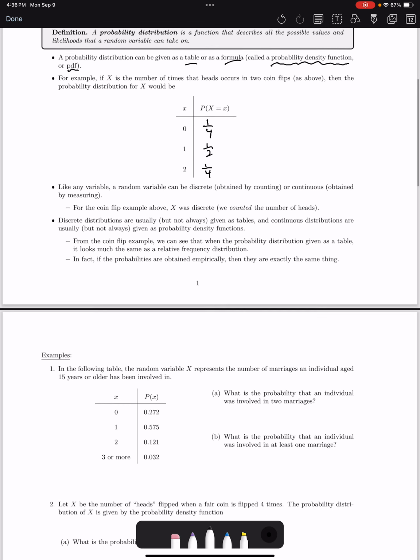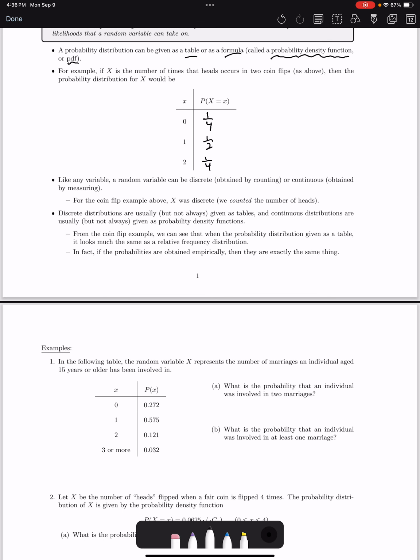From the coin flip example, we can see that when the probability distribution is given as a table, okay, it looks a lot like a relative frequency distribution. In fact, when these probabilities are obtained empirically, then a probability distribution is exactly the same thing as a relative frequency distribution. They're just exactly the same thing.